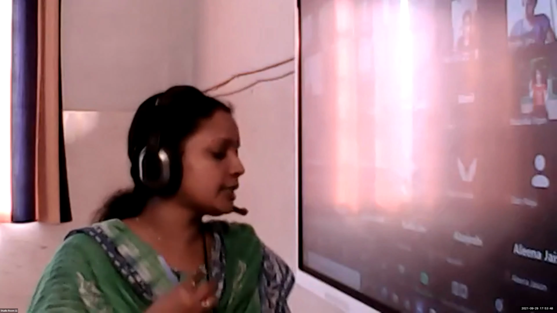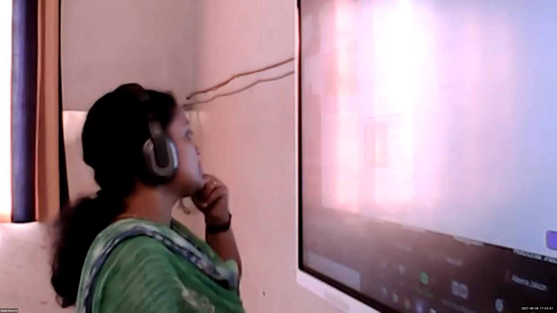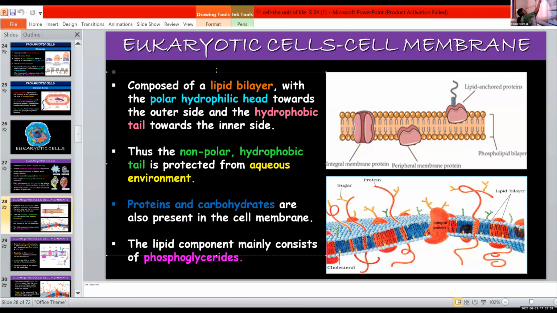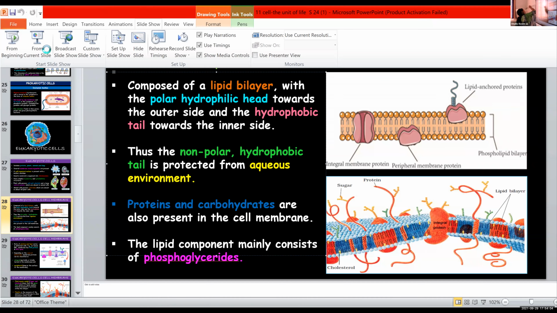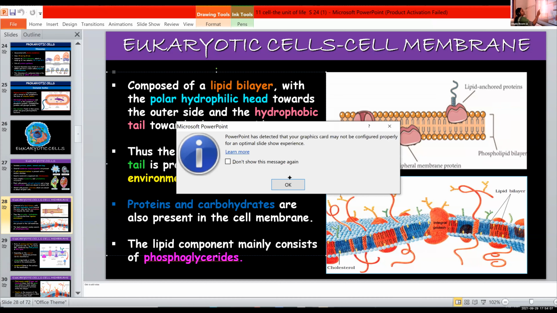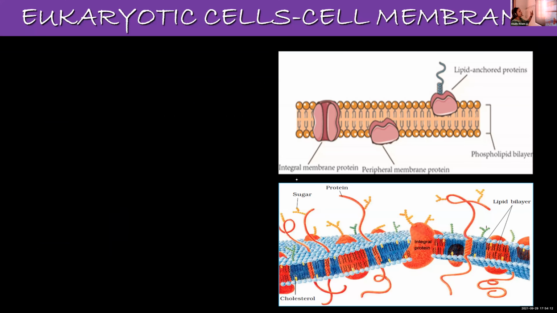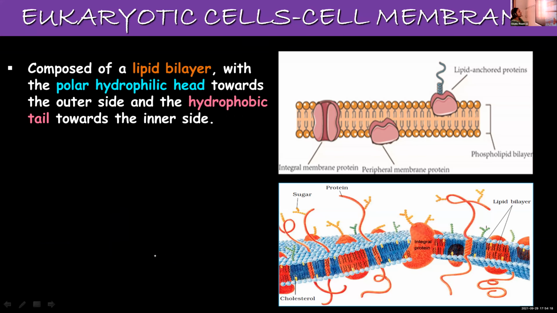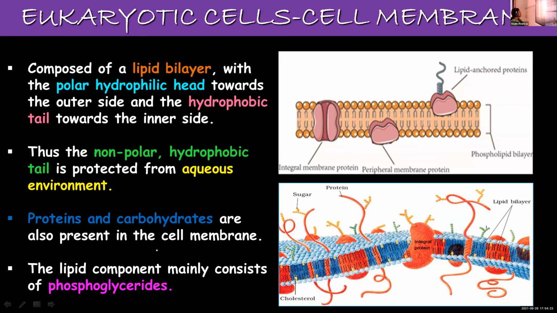And how they are arranged, just like matchsticks, these are arranged in such a way that the hydrophilic part will be facing towards the external environment or aqueous environment. The hydrophobic part or the hydrophobic tail will be within the membrane. And proteins, carbohydrates are also present in the cell membrane.